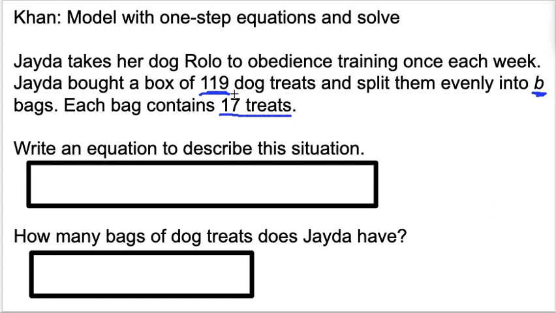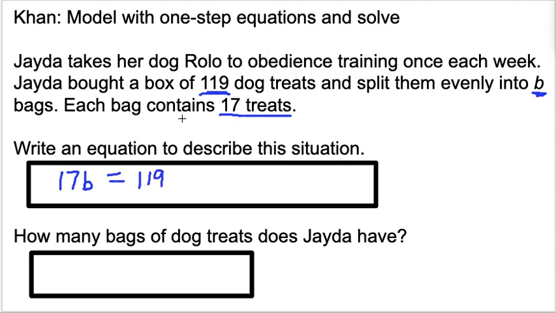So let's see what they did. There's a couple ways you can do this. We can look at either taking, we know if we took the number of treats times the number of bags, that would get us the total number of dog treats. So one equation we could put in here is 17 times B. Make sure you use the same variable they give you. If it's lowercase, keep it lowercase. And that equals 119. So that's one equation.